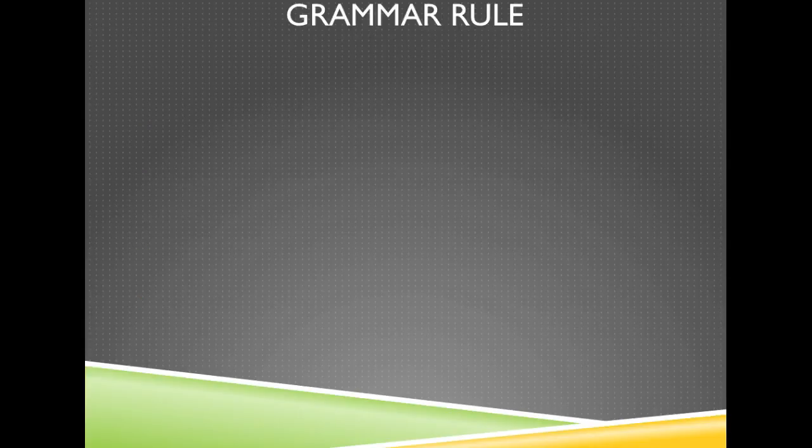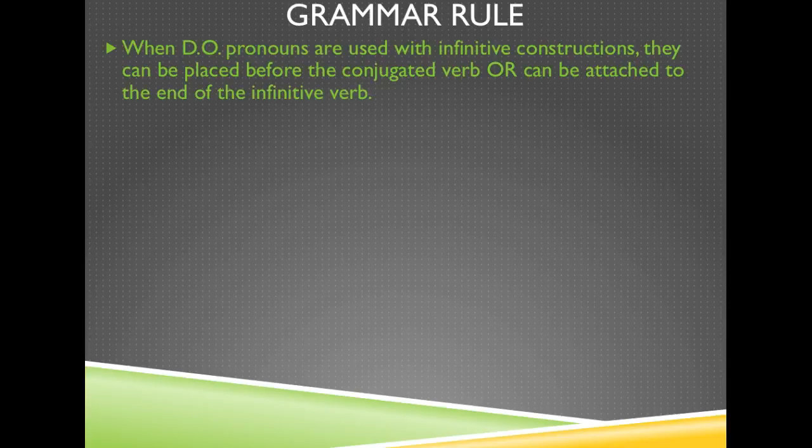There's one more grammar rule I want to cover really quickly, and that is that when you have a direct object pronoun and it's used with an infinitive construction, so that's anytime you have an infinitive verb in a phrase. It could be a formula, it could just be that you have two verbs back to back. But anyway, when you have one of those constructions, the direct object pronoun can be placed before the conjugated verb, or it can be attached to the end of the infinitive verb. Either form is acceptable, and either one is really pretty common as well.